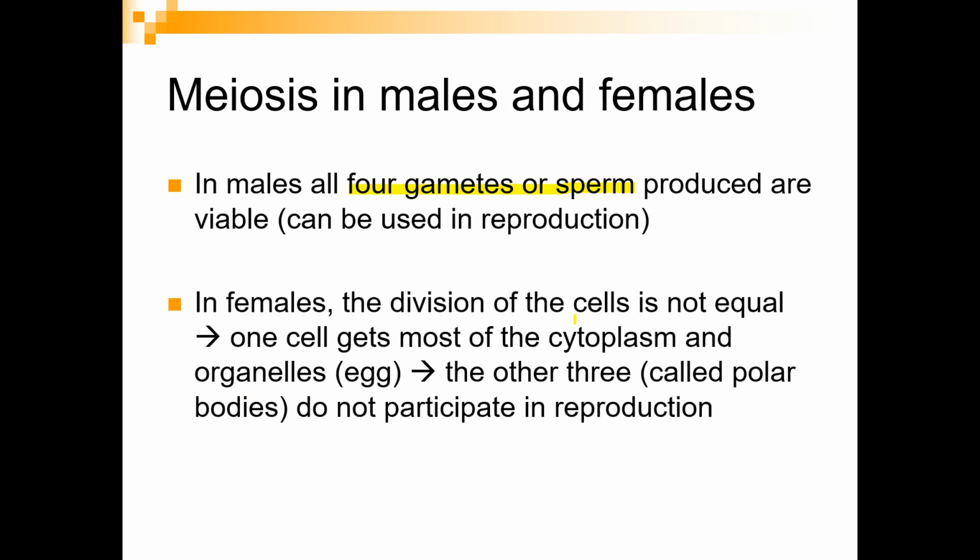So in females, they don't get 4 eggs. For every meiotic division, they get 1 egg because 1 cell gets most of the cytoplasm. During cytokinesis, it doesn't divide equally. And so what happens is you end up with 1 really big cell, 1 egg. And the other ones, while they have the haploid chromosomes, they don't get all of the extra cytoplasm and organelles. And so we call these other 3 cells polar bodies.